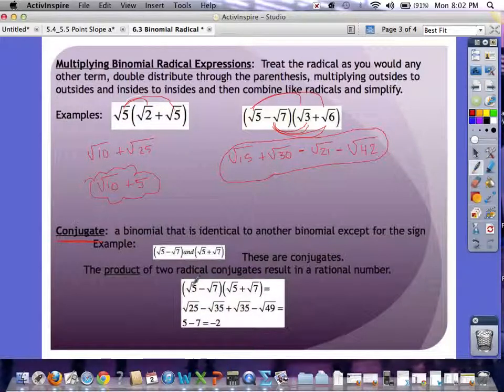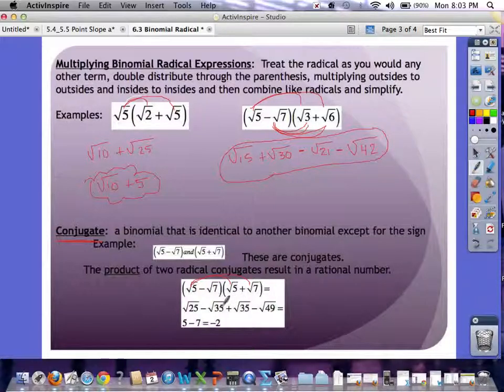If you multiply the square root of 5 times the square root of 5, you get the square root of 25. Square root of 5 times a positive square root of 7, you get a positive square root of 35. A negative square root of 7 times 5 will give you the negative square root of 35. And then the last term, negative square root of 7 times a positive square root of 7 makes a negative square root of 49.